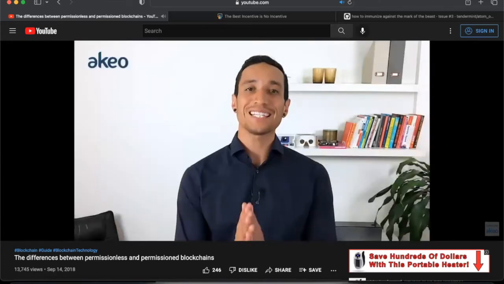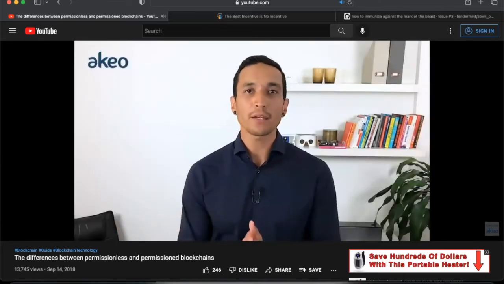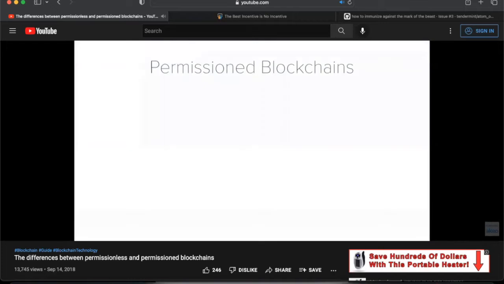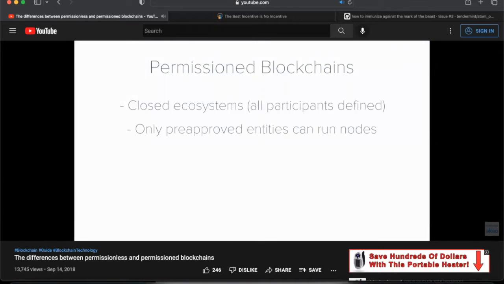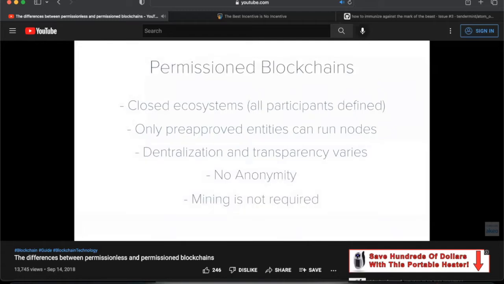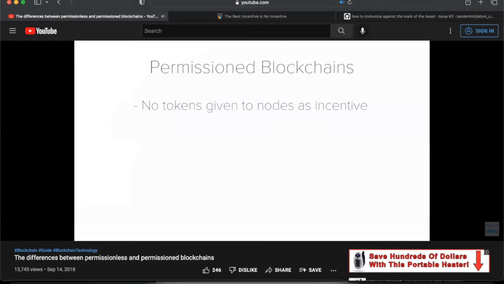So that was permissionless, and now permissioned blockchains, also known as private or centralized. Okay, so permissioned blockchains, they are closed ecosystems where all participants are well defined. Only pre-approved entities can run nodes. The degrees of decentralization and transparency are completely up to the company or companies running and configuring the blockchain. There's no anonymity. It does not require mining to validate transactions or execute smart contracts. It does not require a crypto economic incentive or tokens for those running nodes. And consensus mechanisms are computationally inexpensive, allowing permissioned blockchains to perform and scale much better than permissionless.